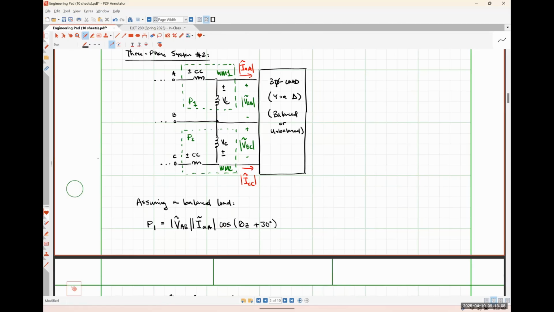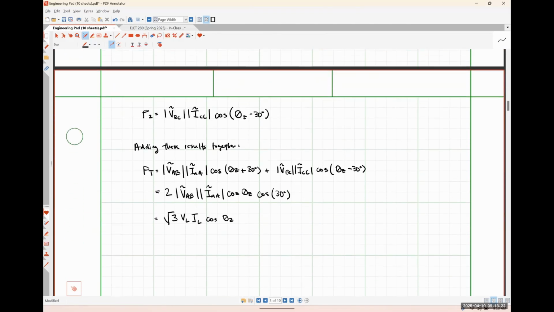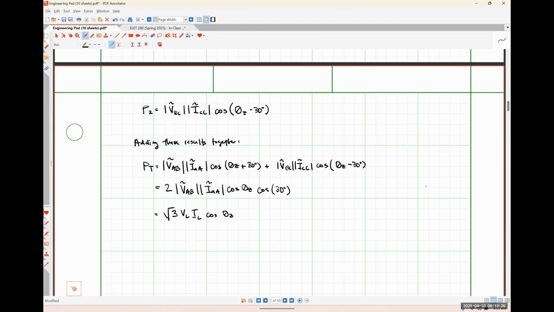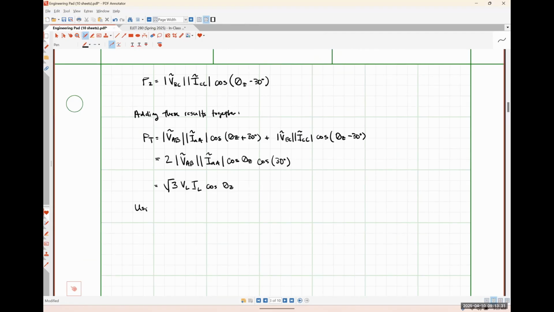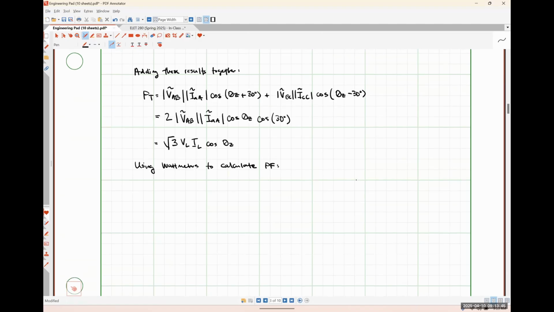For what it's worth, we derived it here for a balanced load, but it 100% works in an unbalanced load as well. But let's take this a little bit further, okay? So if we continue on with our assumption of a balanced load, we can also figure out what our power factor is going to be, okay? So we know that adding the output of our 2 watt meters together looks like, I'm going to do it like this, VL times IL times cosine of theta z multiplied by a factor of twice cosine 30 degrees.